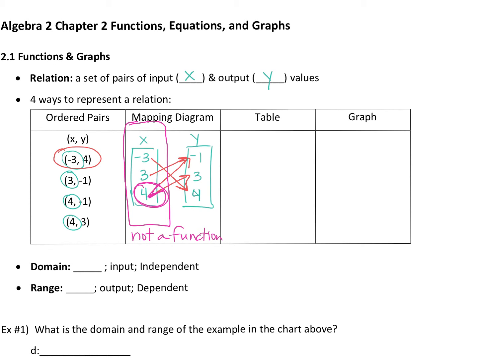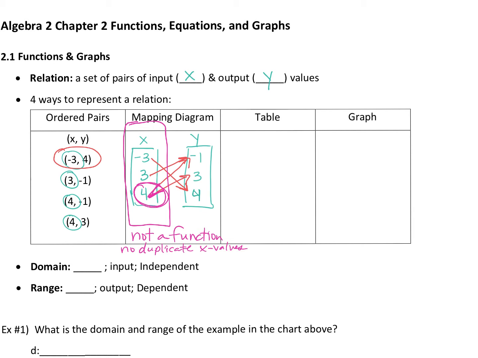Okay, if there's 2 arrows coming off of an X, you cannot have duplicate X values, is another way that you could say that. No duplicate X values. Okay. So that's one way we can represent it.